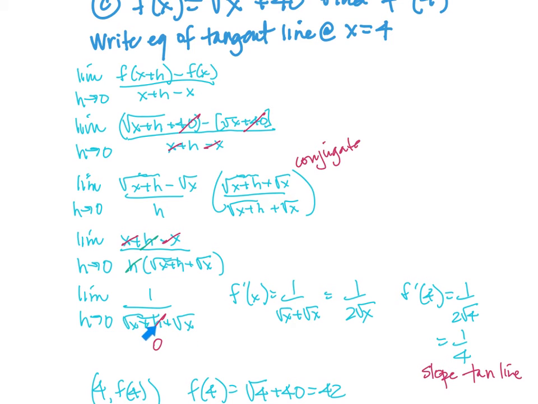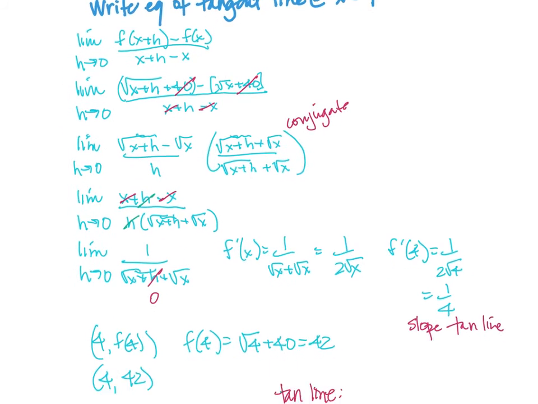This is the point where we can say that the h goes to the value 0. Our derivative is left with 1 over the square root of x plus the square root of x. If you recall combining like terms, that would give you 2 square root of x. So that is the derivative. And then if we want it at the value of 4, we plug that in for the x and we get 1/4, which is the slope of the tangent line at the x value of 4.